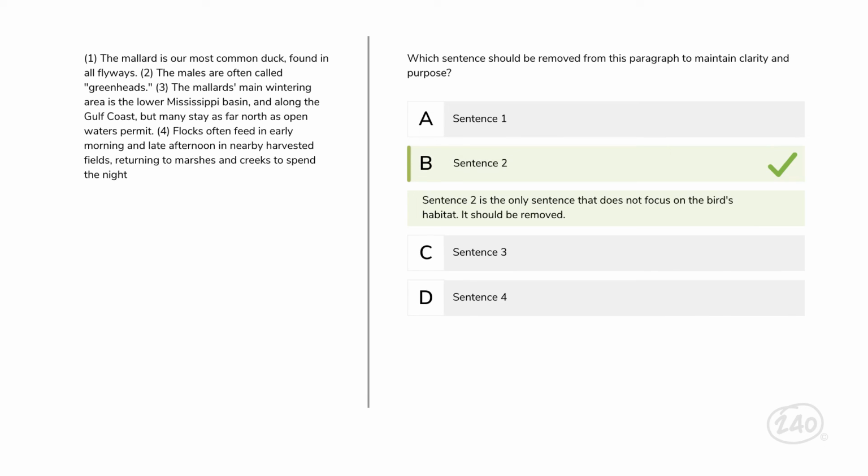The feedback feature in the 240 Study Guide tells us that since sentence 2 is the only one that does not focus on the bird's habitat, it should be removed. And that's an effective way to improve that writing sample.